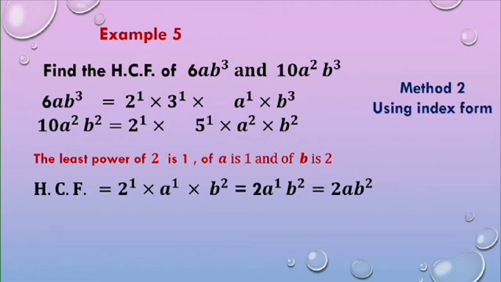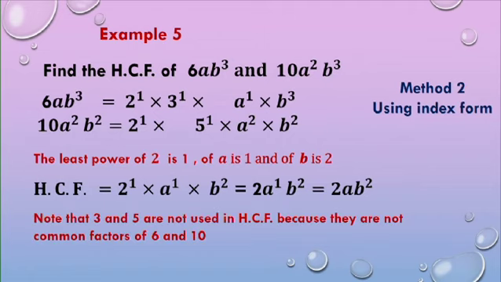You will see here that we have not used the number 3 and the number 5, simply because 3 and 5 are not common to both the algebraic terms for which we need to find the HCF. That is, 3 is not a common factor to 6 and 10, and 5 is not a common factor to 6 and 10. So the HCF of these two terms is 2ab squared.